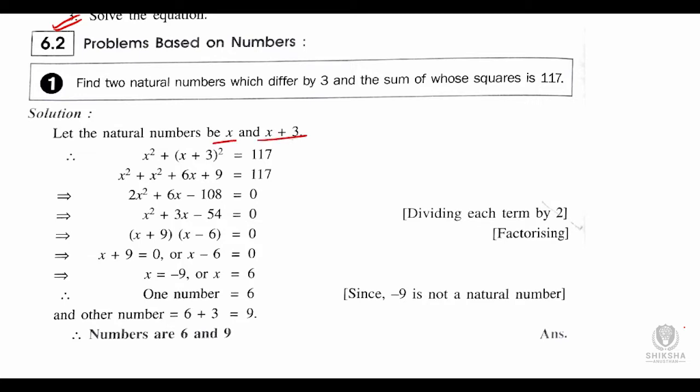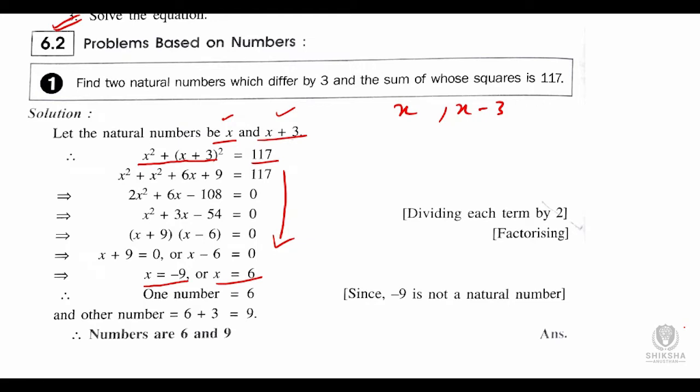We know that it differs by 3, so x and x plus 3. Here the smaller number is x and the larger is x plus 3. You can also do it by x and x minus 3. So going with the example, x and x plus 3, and the sum of the squares is 117. So x square plus (x plus 3) whole square gives us 117, and solving the process we get x is minus 9 or x is 6.